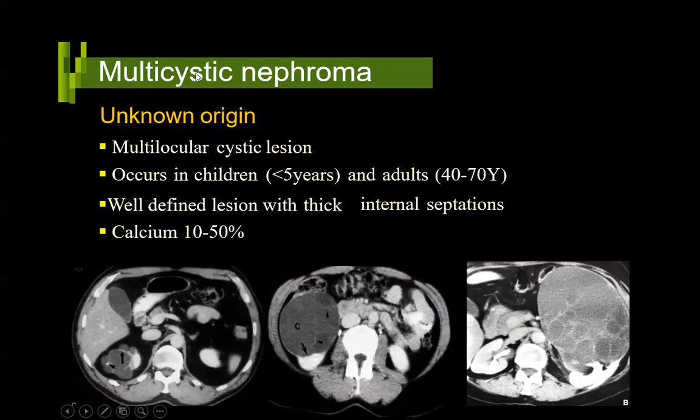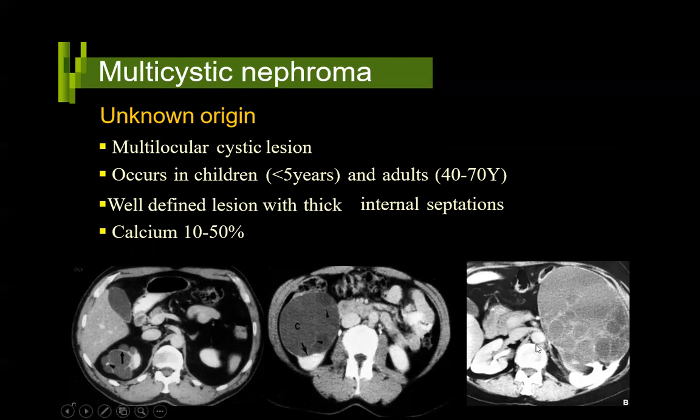Okay, so multicystic nephroma. This is a cystic tumor, and it's not a very frequent tumor because it's seen more in children. So it has 2 peaks. You see them either at an early age in a child, or in the later part of life, in adults from 40 years onward. So you will have a cystic mass that would show you a similar appearance to category 3 or 4.